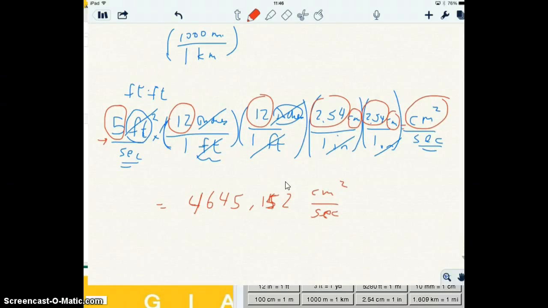It's a method where you'll never make the mistake of putting inches on top instead of inches on bottom, or feet on top instead of feet on bottom. It always tells you which way is the correct way.